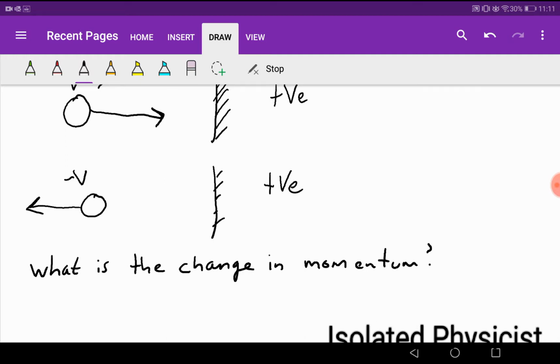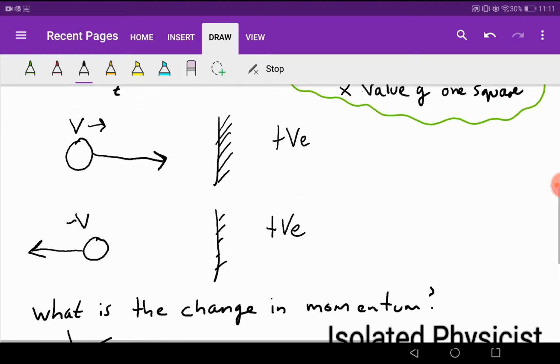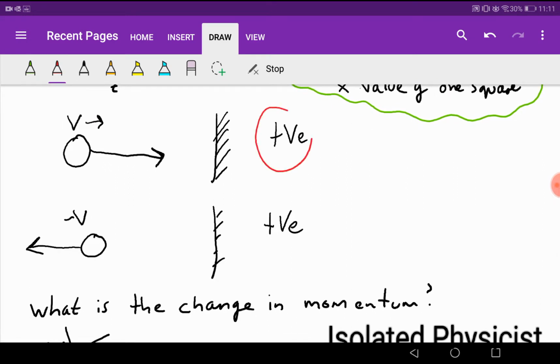Now some people would go, well, its velocity at the start was v, its velocity at the end is v, and for change in momentum we have to subtract them, so we're going to have mv minus mv, which just equals 0. So there's no change in momentum. Those people would be wrong. That is wrong, because they're forgetting about the positive direction and the change in velocity here.